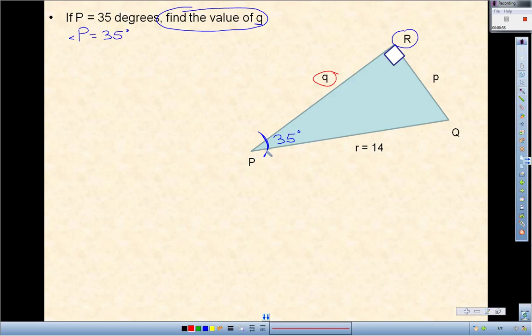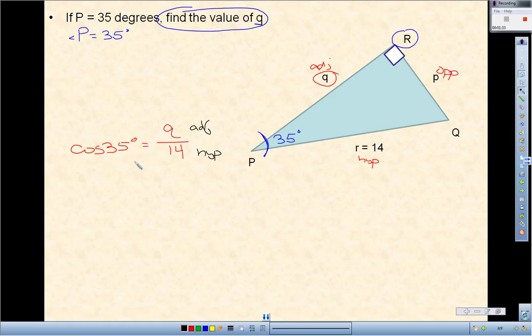Well, what I'm going to do first is label all of my sides according to this angle. So from this angle P, this would be my opposite side, Q would be my adjacent side, and then R would be my hypotenuse because it's across from the 90-degree angle. Alright, so I see that I want to find Q, and I'm given my hypotenuse, so Q is my adjacent, so I'm going to say cosine of 35 degrees is equal to Q over 14, because Q is adjacent and 14 is hypotenuse and cosine is adjacent over hypotenuse.